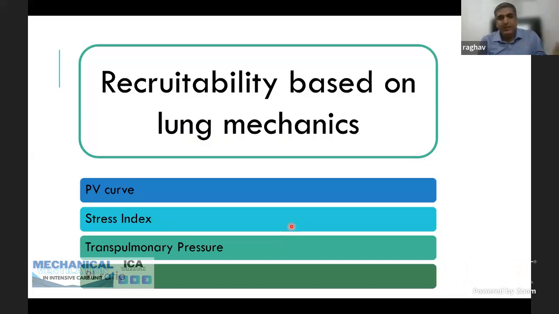So we have seen some methods by which we can check the recruitability by imaging and by the lung phenotypes. Now coming to what can be done at the bedside without imaging. There are certain manuals which check the lung mechanics which have been recently described, which can help us find whether the patient has a recruitable lung or not. So these are the PV curve, stress index, transpulmonary pressure, which needs an esophageal pressure monitoring device, and the RI ratio, which is the recruitment to inflation ratio.